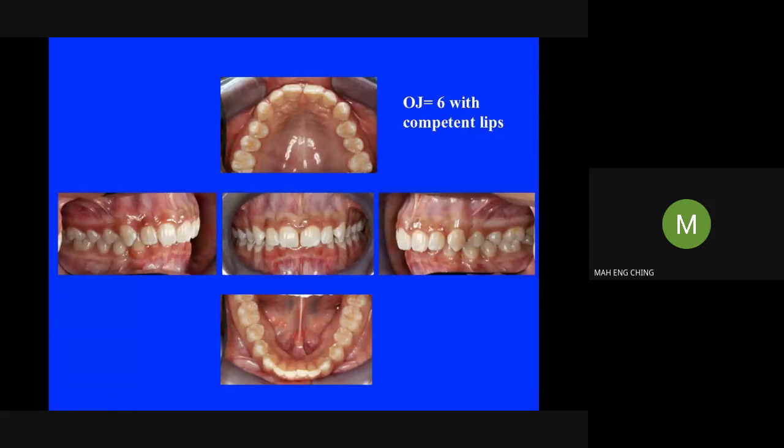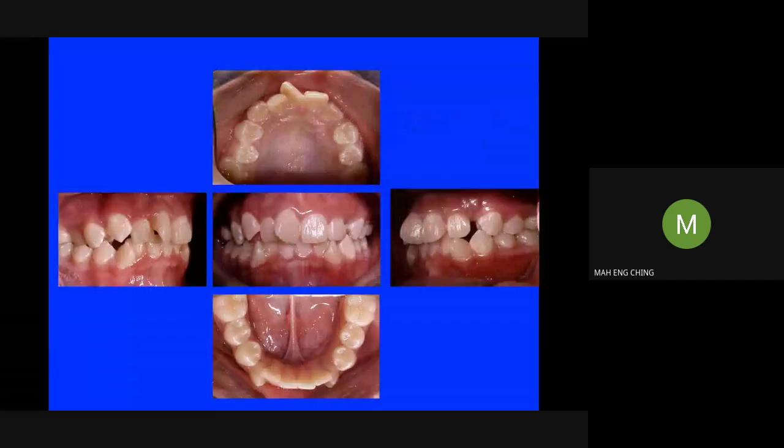Then the overjet, even though 6 millimeters with competent lips, maybe we give you only 2A. So 2A and 4F, which one can you choose? 4F. Agree? Yes. Okay, good. All right.